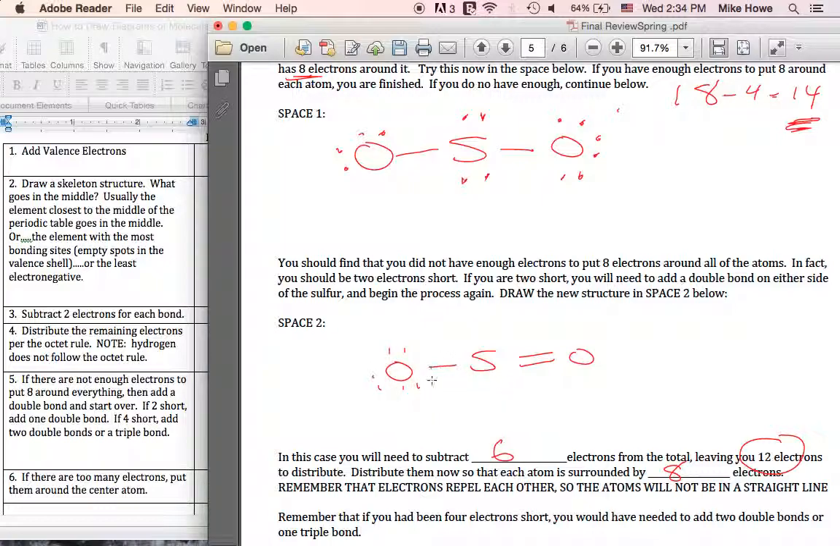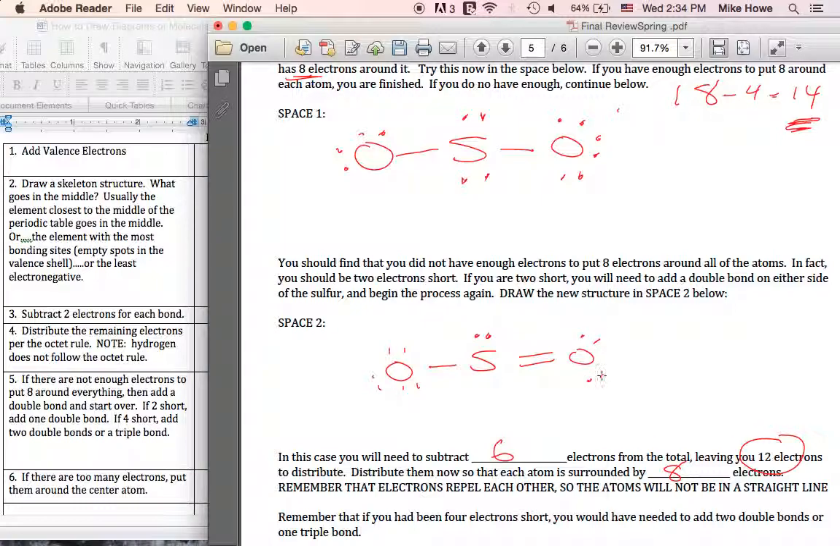Do I have 8 around this atom? 4, 6, 8. Do I have 8 around the sulfur? 2, 4, 6. No, I need 2 more there. All right, and then on the oxygen, I need 4 more because I've got 2, 4. So 1, 2, 3, 4.